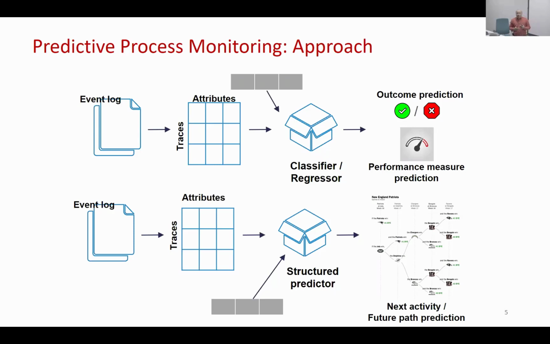Sometimes in some application domains, we want to know a little bit more about the future. We not only want to know what will be the outcome or what will be the remaining time, but we want to know what are the most likely pathways in the process from here until the end, because depending on the pathway that we're going to take, we're going to allocate resources in one way or another in order to speed up the process. So we want a detailed description of what will happen in the process from here until the end of the case. And for that, we use some techniques called structured prediction, typically based on deep learning techniques.